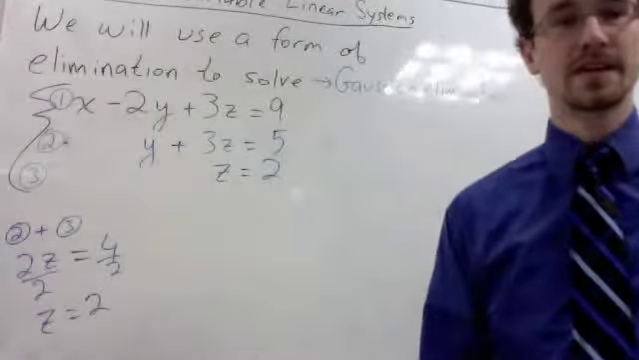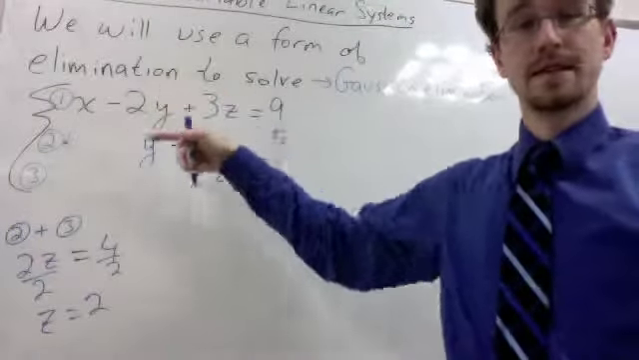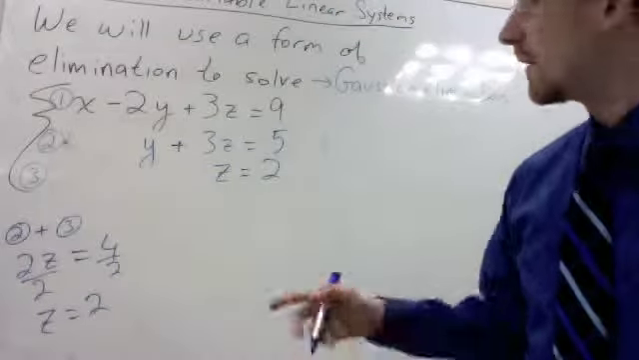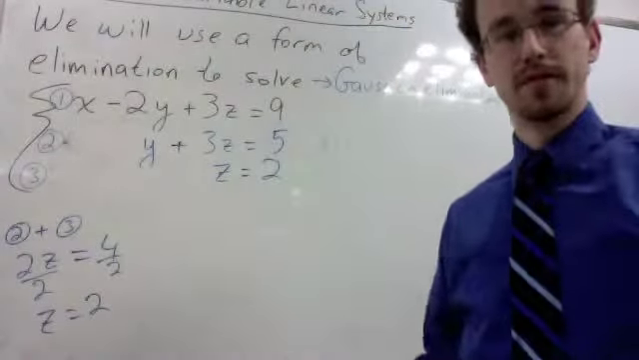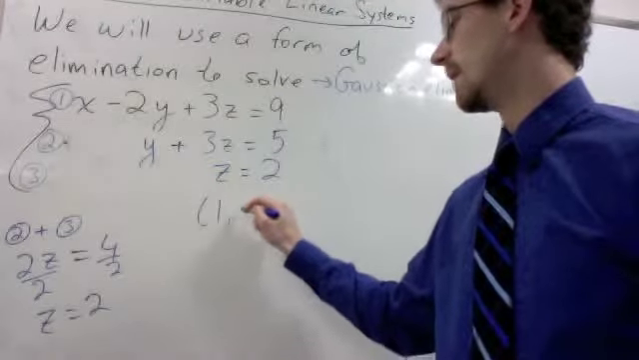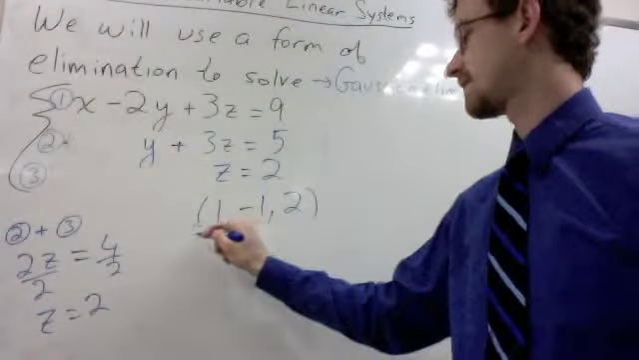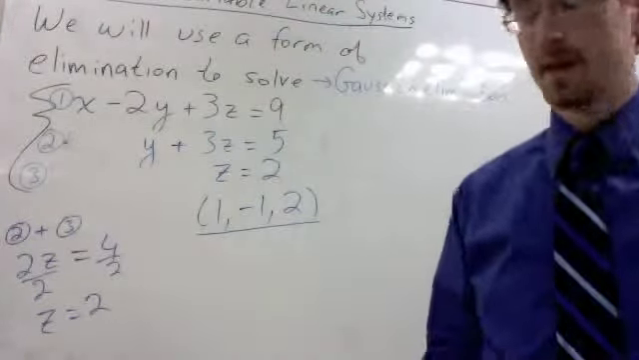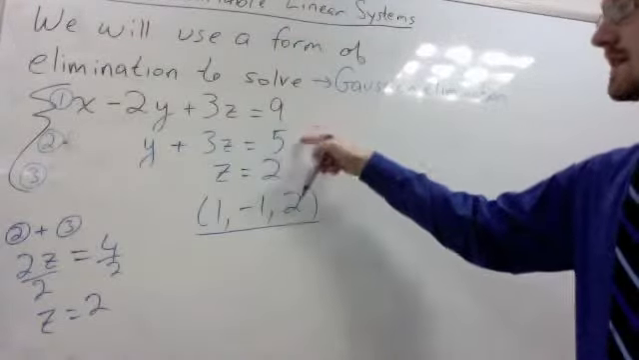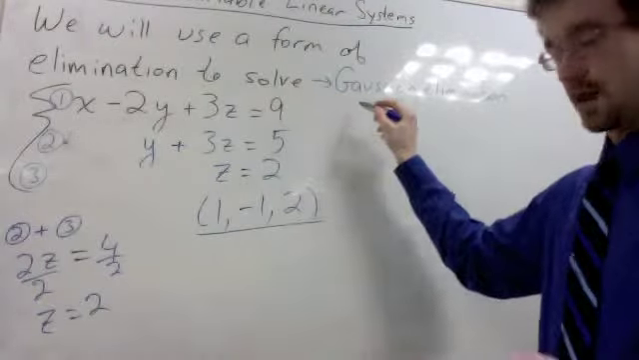Now, if you're paying close attention, you might notice this is the same system that we started with in our simple example. So I can already say from before, I know that the solution to this system is the ordered triple 1, negative 1, 2. If we go back, our original system, this is the row echelon form. This is the row echelon form of our system.